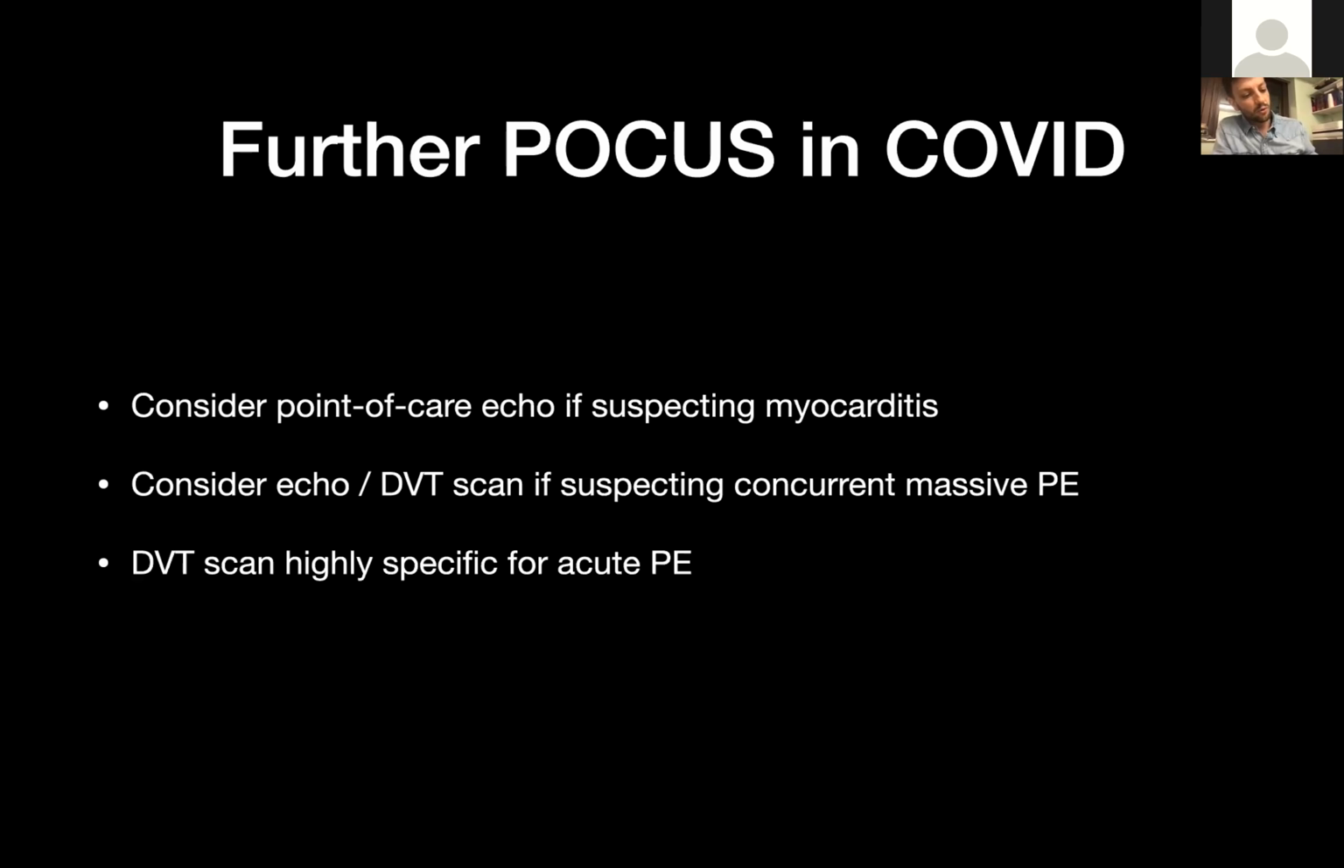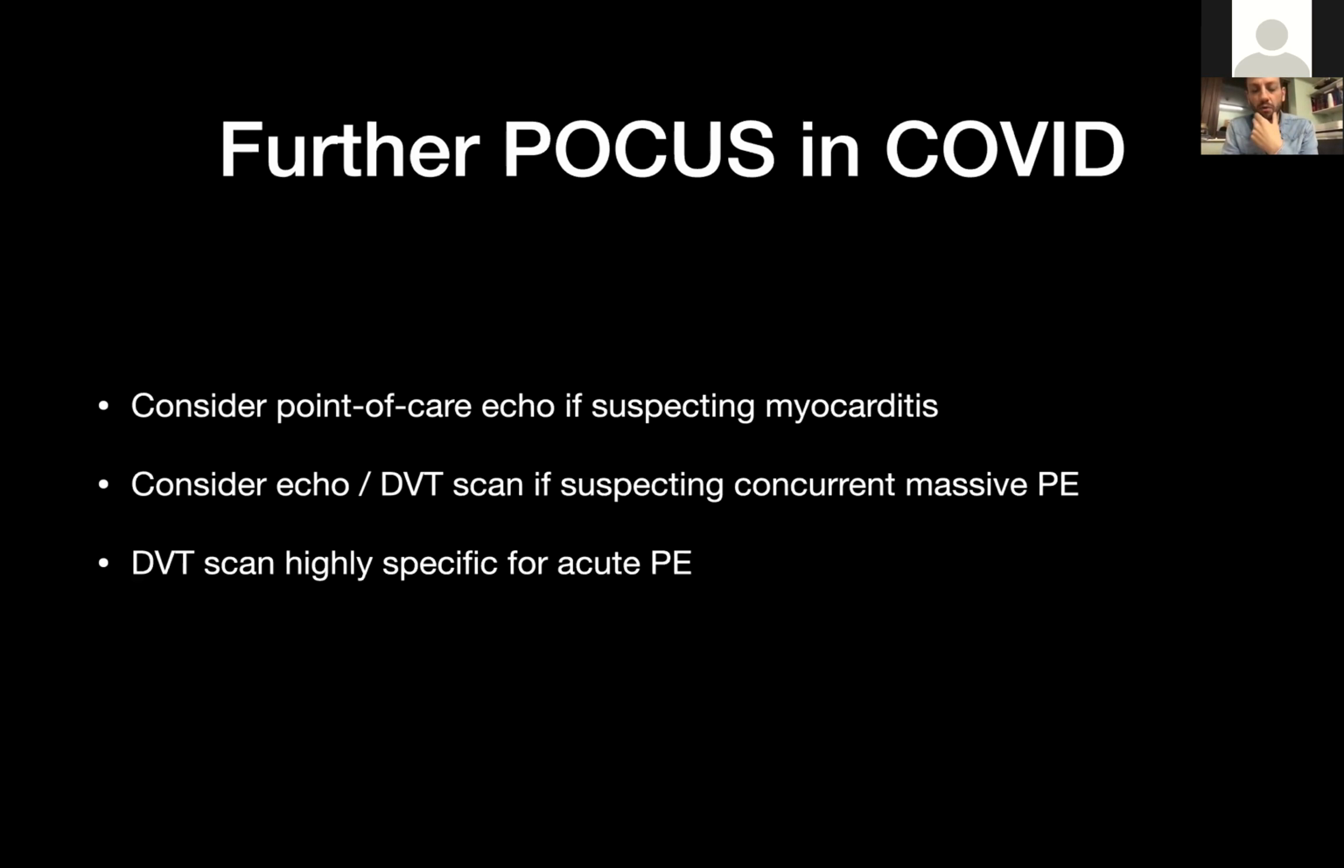So COVID's quite simple. You're going to look for some B lines. You're going to look at that pleural line. You may see some effusions. But I think PoCUS doesn't really stop with the lung ultrasound in COVID. I think there's certainly a lot more we can do.